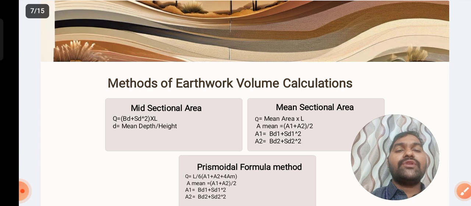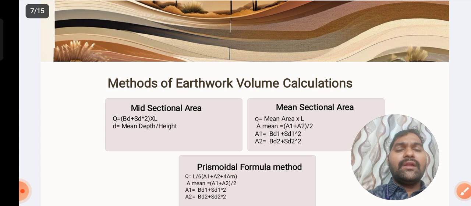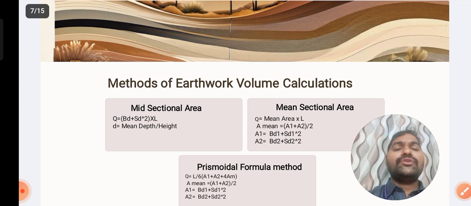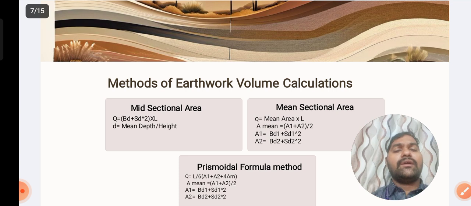And then B is nothing but the width of the road. So if it is 2 lane, 3 lane or 4 lane, one lane is maybe 3.5 meters as per IRC codal provisions. And then small d: just now we discussed that we get the RLs. So that RL value we take as the depth here, that is, the mean depth. How do we calculate the mean depth? It is equal to (d1 + d2)/2. Then we get the mean depth. By using this method we calculate the quantities.